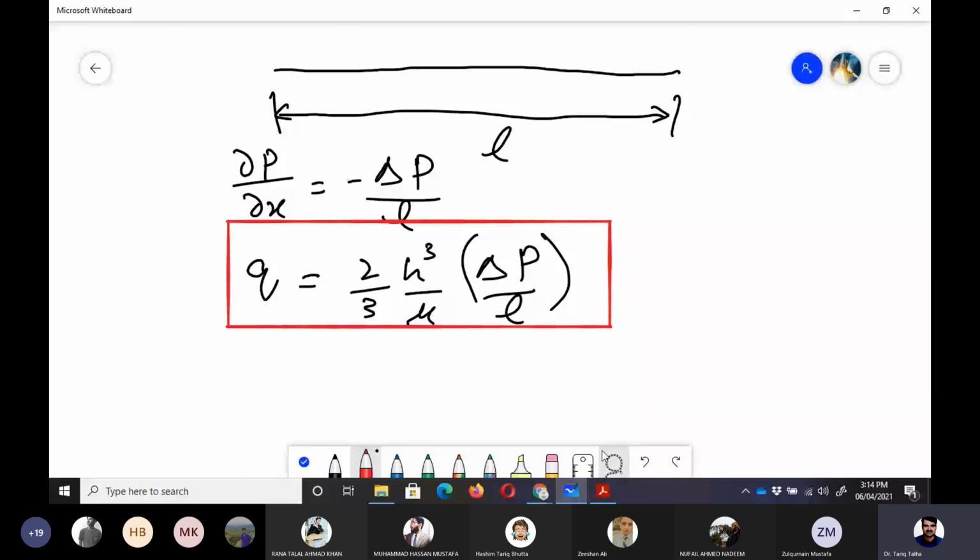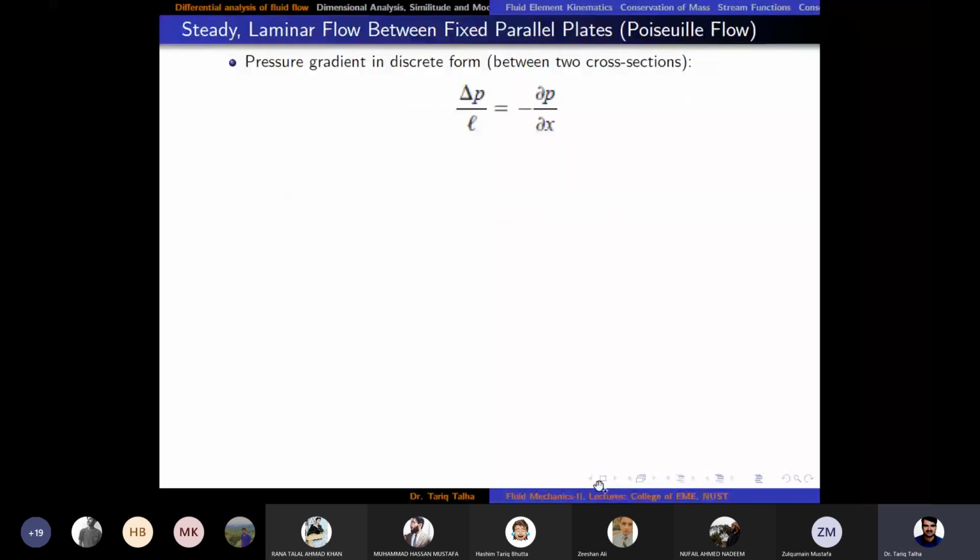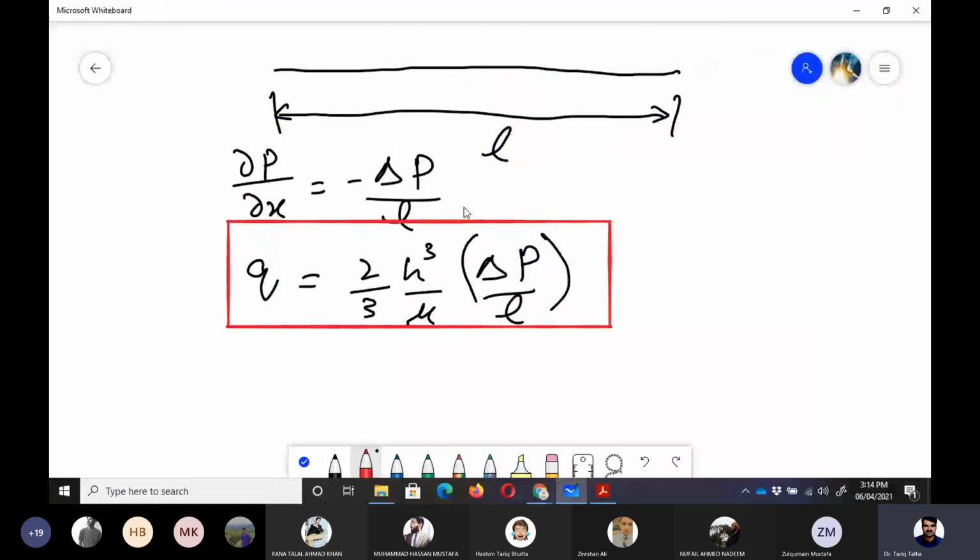So this is the relation which can be written in terms of delta P. I have explained what delta P is: the pressure drop between 2 points. So the volumetric flow rate can be written as 2 by 3 h cube by mu into delta P divided by L. The same relation is written here. Okay, now one thing we need to know is what the mean velocity is. If you remember, we can also write Q is equal to AV, where V is the mean velocity. So V would be equal to Q upon A.